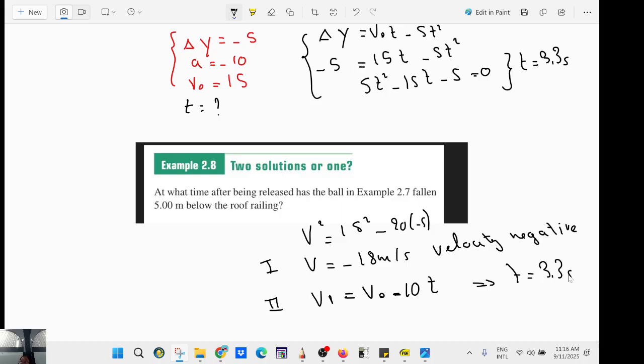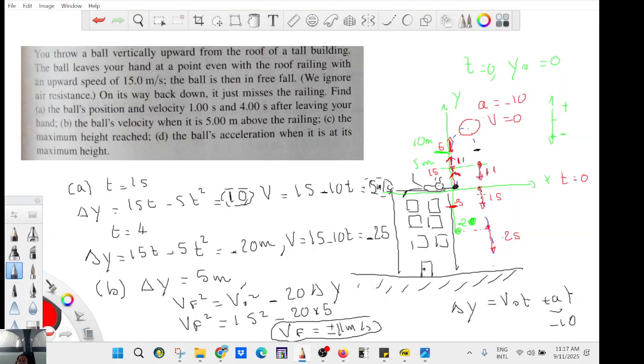So I'm just giving you a trick. If you don't know how to deal with a quadratic equation, then you can do it in two steps. But you have to be careful that we are below the railing. So the velocity has to be negative because it's on its way to the ground.